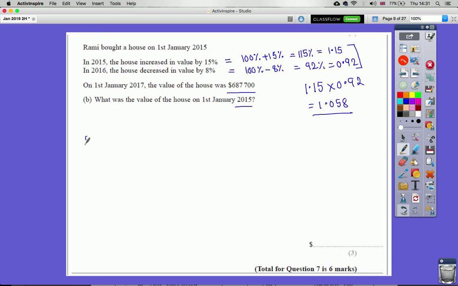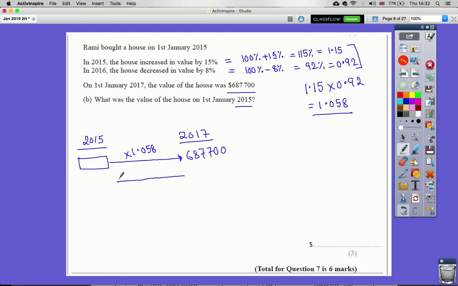So whatever the value of the house was in 2015, in 2017 the value has become 687,700. The overall change in these 2 years was 1.058. So if I want to find out the value in 2015, I am doing a reverse calculation. Instead of multiplying by 1.058, I'm going to divide by 1.058. So my answer is going to be 687,700 divided by 1.058.